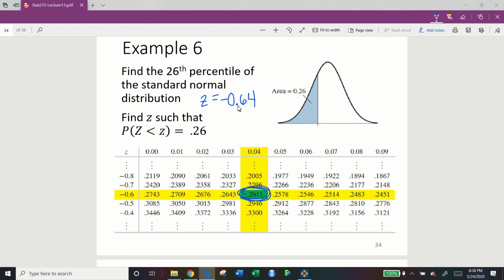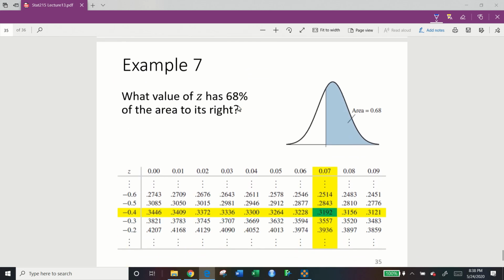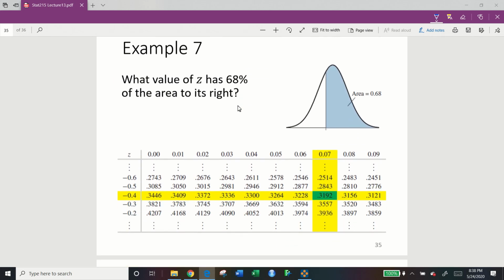When you're doing these problems, make sure you're thinking and reading carefully. Do not rush. Rushing is the enemy of these types of problems because it's the wording that matters. Okay, so to wrap this up, let's take a look at one more example and then let's do our summary slide. So we want to know what's the value of z that has 68% of the area to its right. So it's this part shaded in blue.